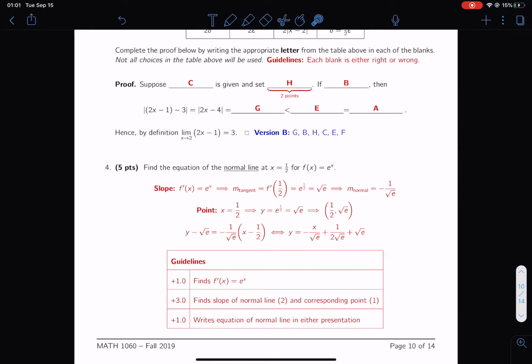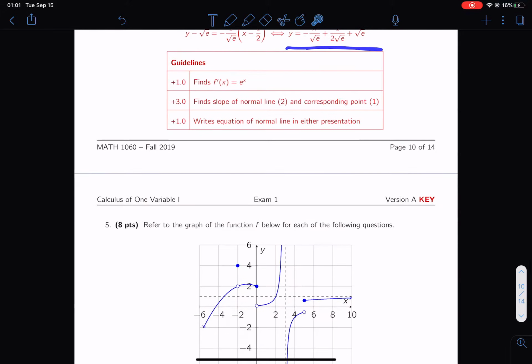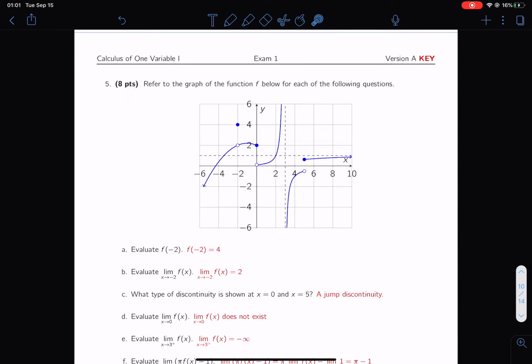And at this point, x is 1/2. So we know f of 1/2 is the square root of e. So we know this is a fixed point. Then the corresponding slope is this one. So we have y minus this is equal to the slope multiplied by x minus 1/2. So we have this equation. Okay, number 5.